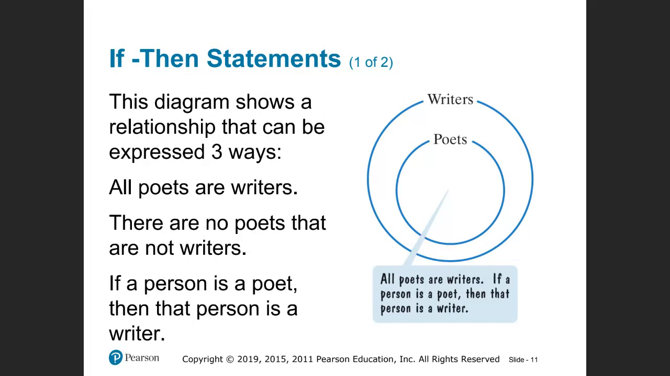If-then statements. The diagram on the right side of the slide shows a relationship that can be expressed three ways. All poets are writers, because poets are inside the circle, including writers. There are no poets that are not writers, because again, poet circle is totally inside the writer circle. Or, if a person is a poet, then the person is a writer. All those mean the same thing, if, then.